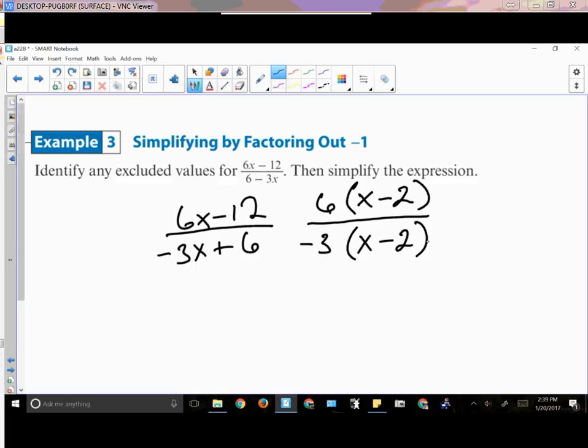Now I've managed to get the exact same thing here, the exact same thing here. So this cancels with this. 3 goes into 6 and I get 2, but I got this negative here, so this is just simply negative 2. That's what it is.